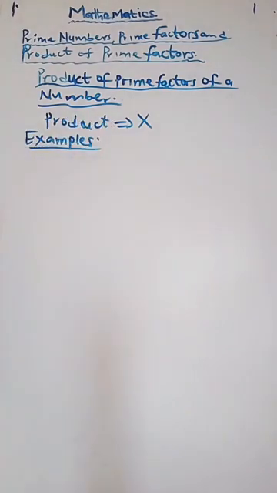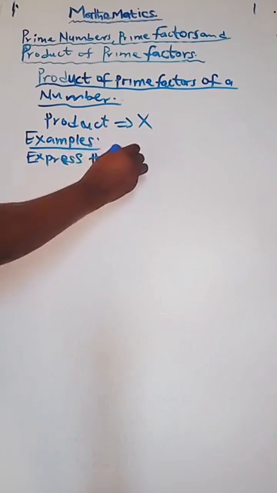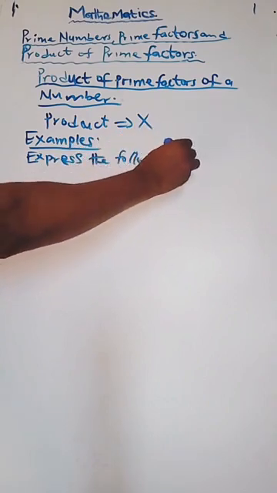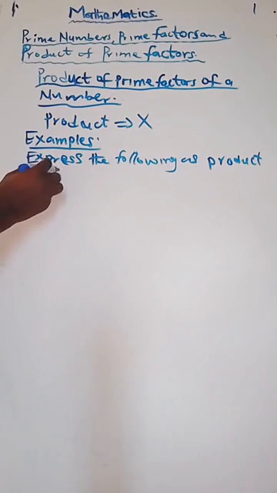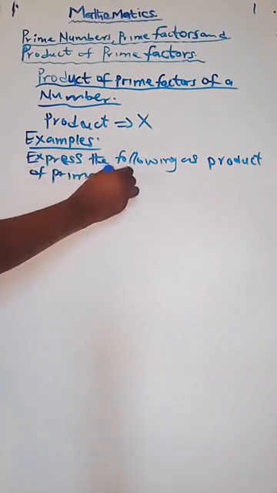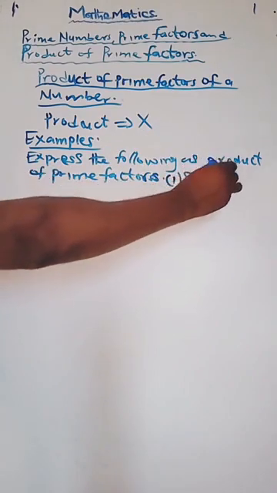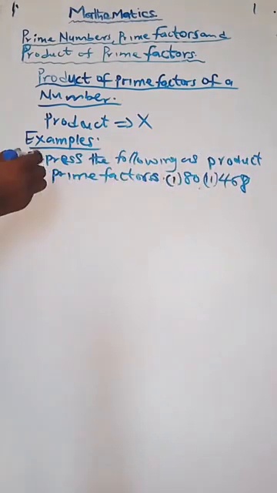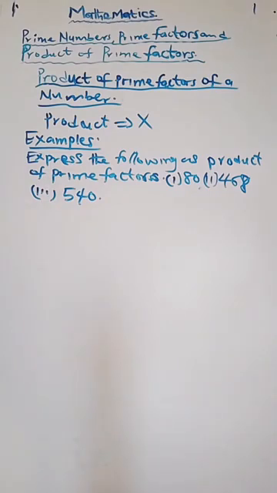Examples. Let's say you have a question that says express the following as product of prime factors: 1, 80; 2, 468; 3, 540. So we want to use the easiest way, or the easiest trick, of finding product of prime factors of a number. Let's go.